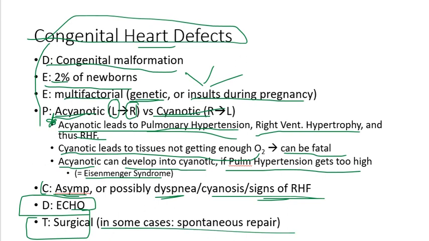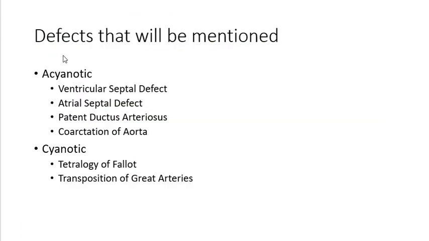So that is congenital heart defects. This is the general structure of them. Now, these are the defects that we're gonna cover. These are the acyanotic ones, and these are the cyanotic ones. So ventricular septal defect, a defect in the ventricular septum. Atrial septal defect, in the atrial septum.